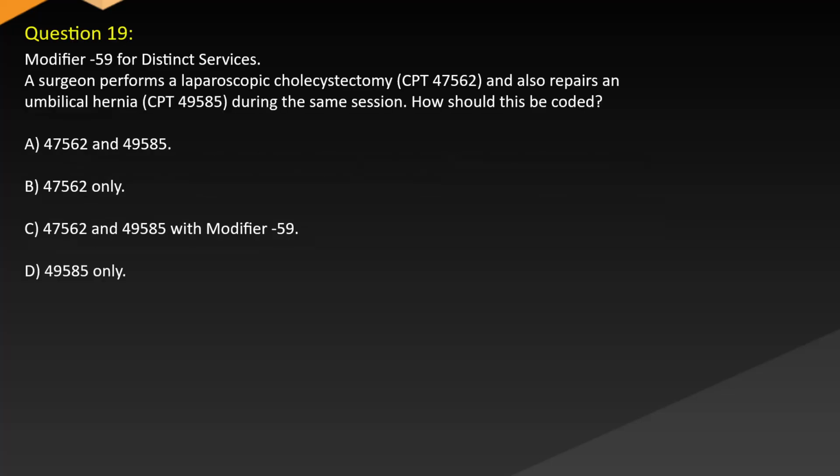Question 19. Modifier -59 for distinct services. A surgeon performs a laparoscopic cholecystectomy, CPT 47562, and also repairs an umbilical hernia, CPT 49585, during the same session. How should this be coded? A. 47562 and 49585. B. 47562 only. C. 47562 and 49585 with modifier -59. D. 49585 only.